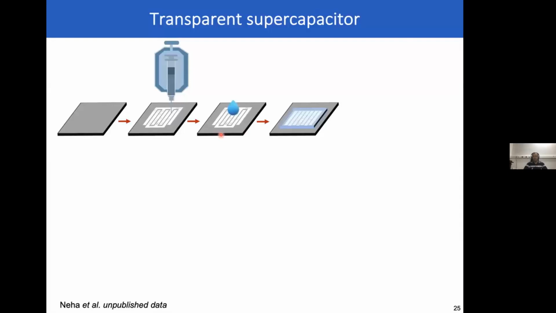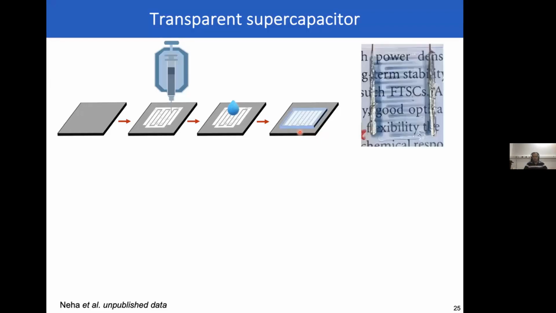And then we said, can we also start to think about energy devices using these silver nanowires? So one of my students is working on making a transparent supercapacitor. So the same idea, start off with a PET, make your interdigitated electrode, but now we use gel electrolyte, which is a mixture of PVA and phosphoric acid. So that acts as the electrolyte. And again, all of these are curable at low temperature, so I can also make this flexible.